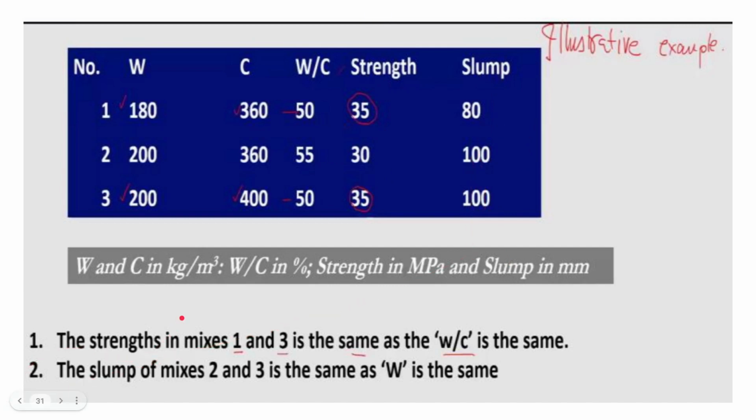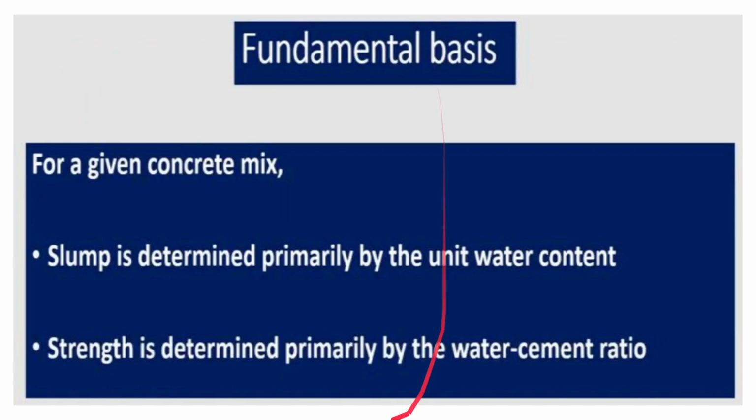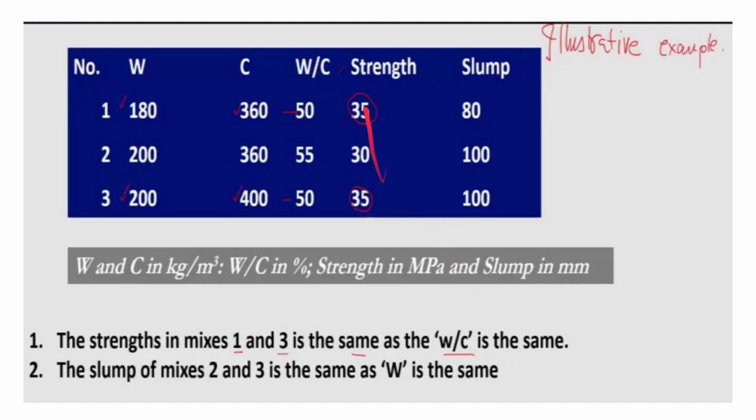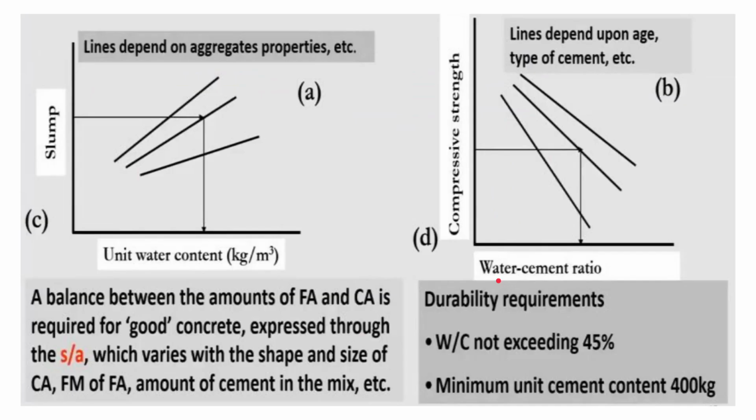Here, if we see strength in mixes 1 and 3, they have the same value, and that is because the W by C has the same value. As we just studied in the previous case, strength is dependent on the water cement ratio. So if the strength is the same, the water cement ratio is the same. Similarly, in the second and third cases, the W is the same, therefore the slump is the same, because slump is dependent on water content. So that has been explained here.